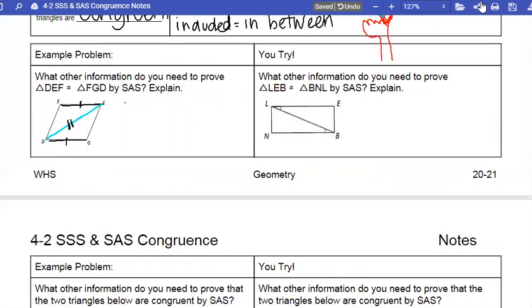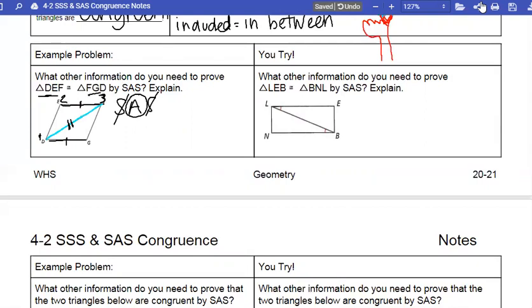So if I look at SAS, I have a side, I have another side. What else do I need? An angle. So now we need to figure out what angle we need to show that these are congruent. So our name here was DEF. So I'm going to go number those. D would be 1, E would be 2, and F would be 3.